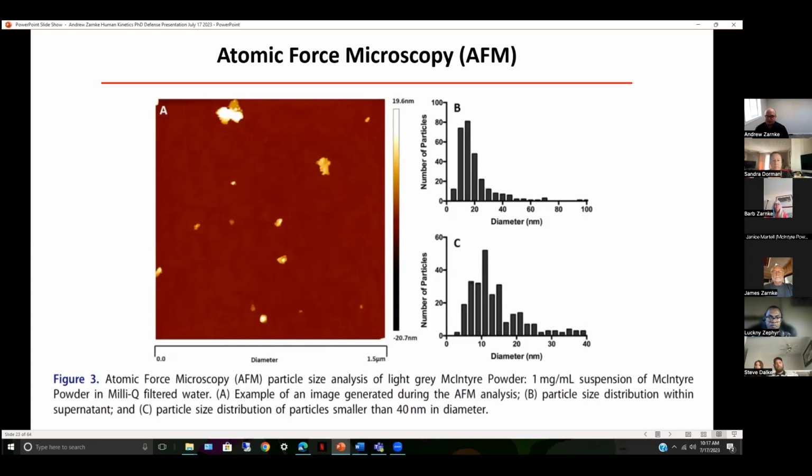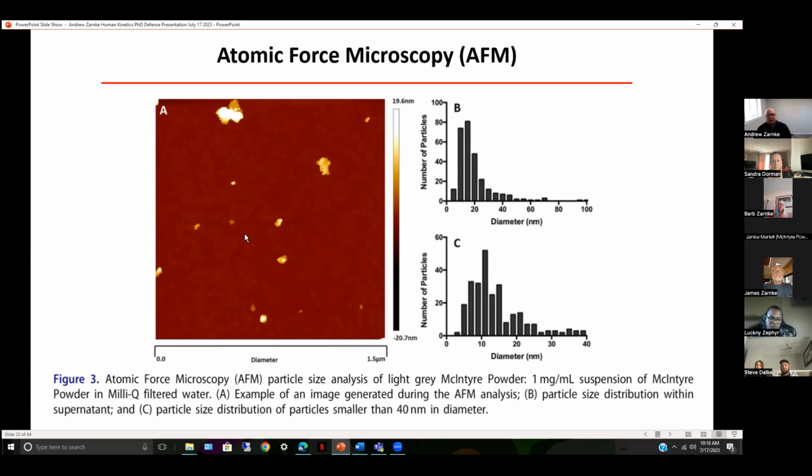Atomic force microscopy allows us to image particles on a flat surface. So the sample of McIntyre powder was actually fixed to a flat surface of mica, which has a negatively charged surface. So you apply the sample there, you treat it, and the particles are adhered to the surface of this mica. The atomic force microscope is like a probe, and it basically scans across like a printer kind of thing. It's got a very, very sensitive probe that goes along and measures the height and dimension of anything on the surface of this mica.